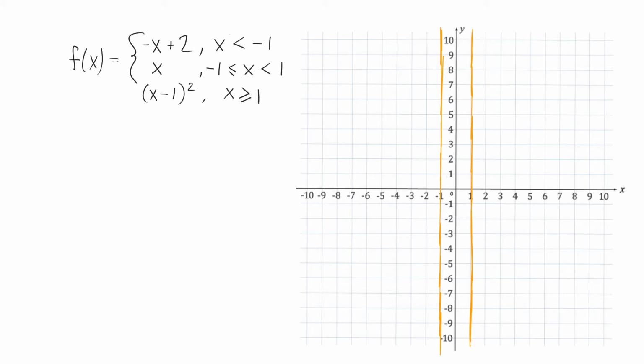Okay, so negative x plus 2. So that's a negative slope. It's crossing at 2, and it's going down 1, up 1. So I'm going to start that here, and it should look like this, right?